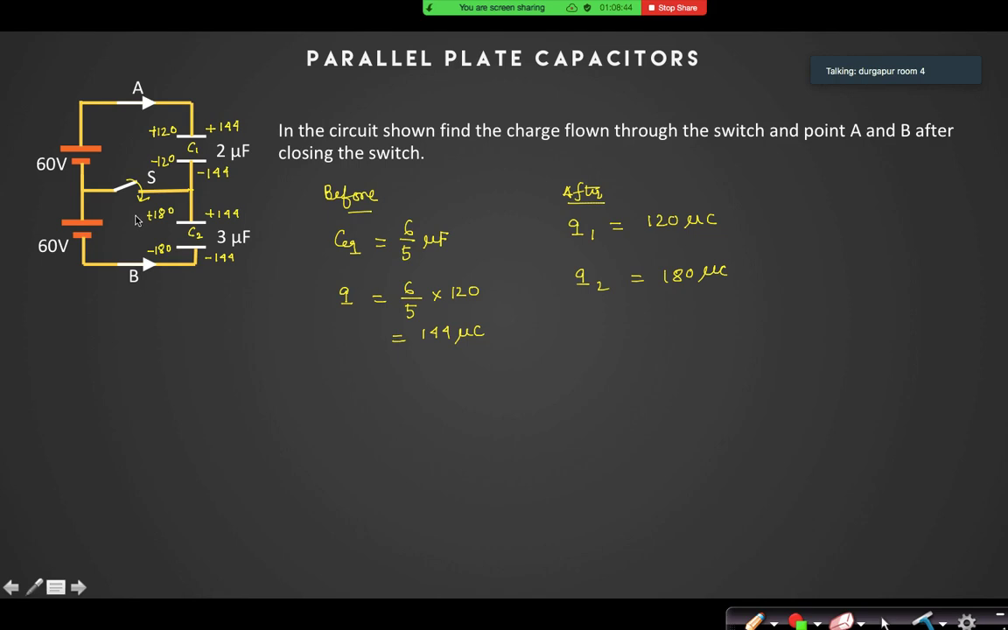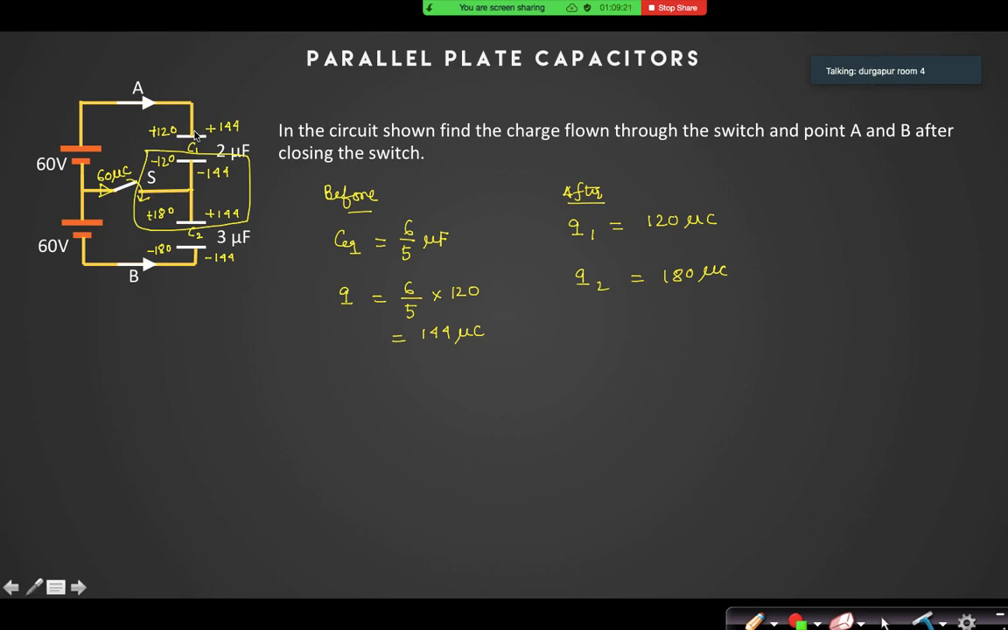If I think about the switch, initially this system was isolated. Initially that system was isolated. And the total charge on these two plates combined was 0, plus 144 minus 144. Now the total charge on the plate is plus 60 microcoulomb. If you calculate 180 minus 120, definitely 60 microcoulomb charge should have flown through that switch in this direction.